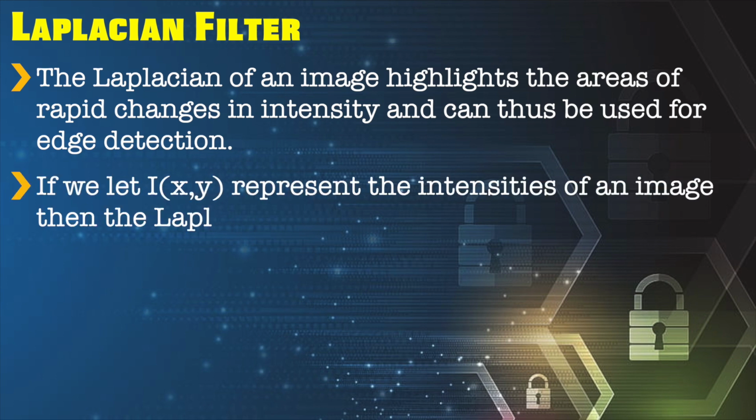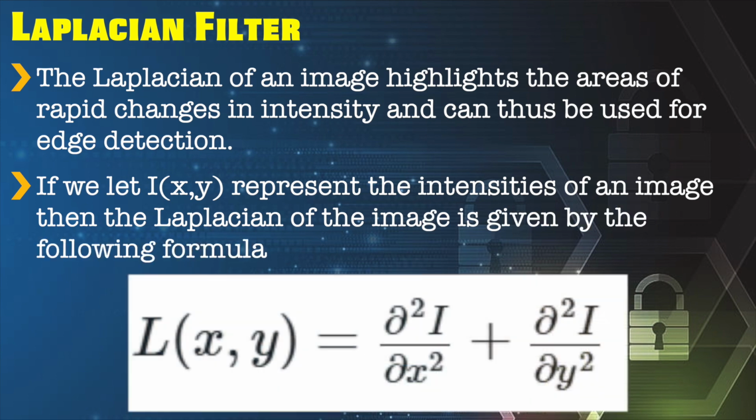If we have an image I(x,y), where I(x,y) represents the intensity of the image, then the Laplacian of this image is given by Laplacian of I(x,y) equals del square I upon del x square plus del square I upon del y square. The peak or bump in the first order gradient differentiation represents the edge. Then tell me how to get the edge using the second order derivative.